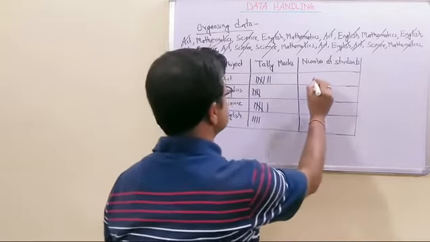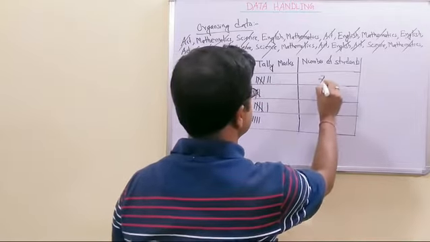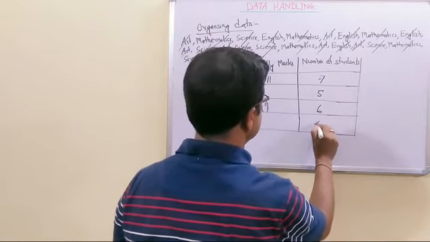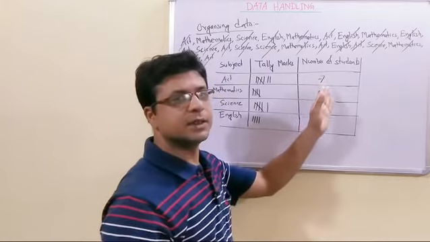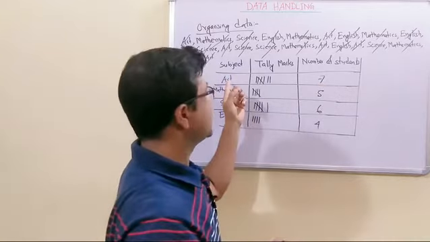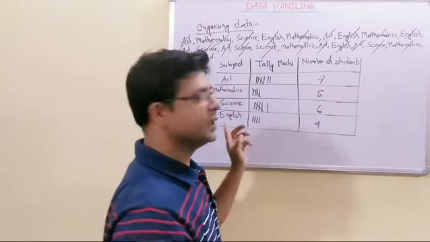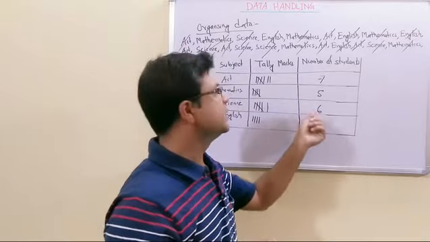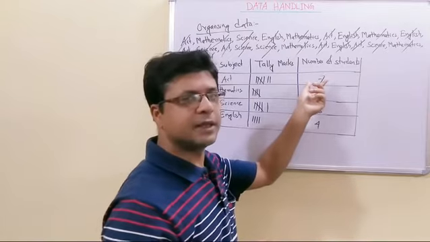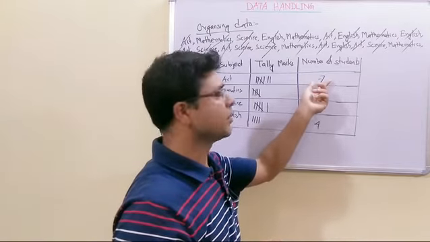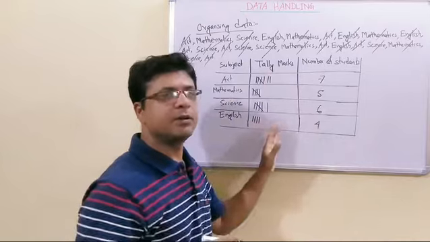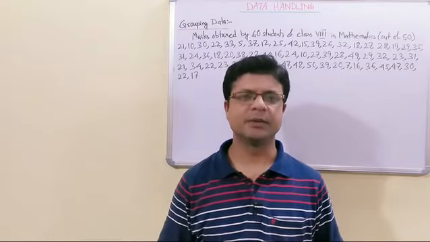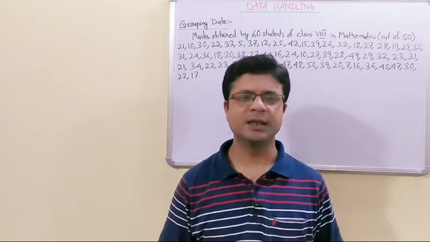So here the number of students will be 5, 6, 7. Here it is 5 and here it is 6 and here it is 4. Now the teacher can answer easily: the most liked subject is art. The least liked subject is English. Now these numbers are called frequency. Frequency means the number of times a particular entry or observation occurs, and this table is called a frequency distribution table.